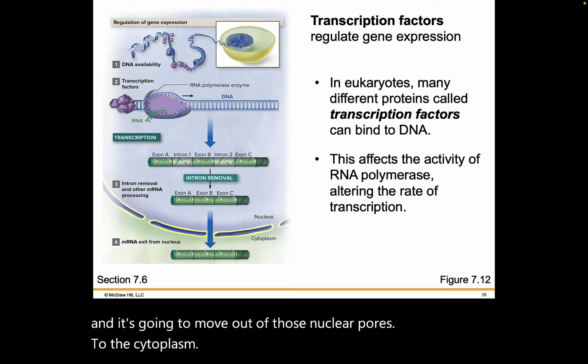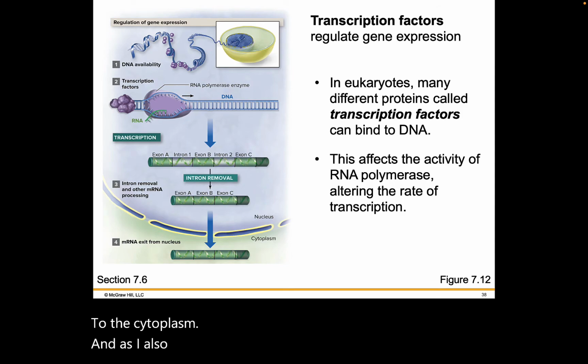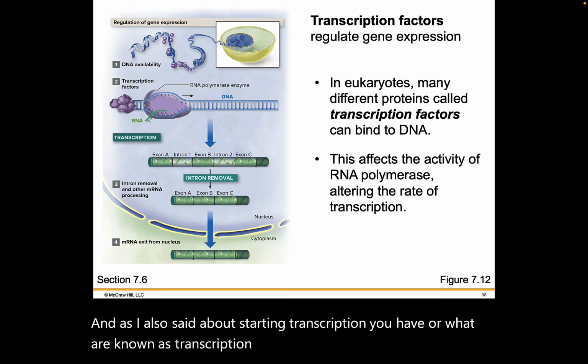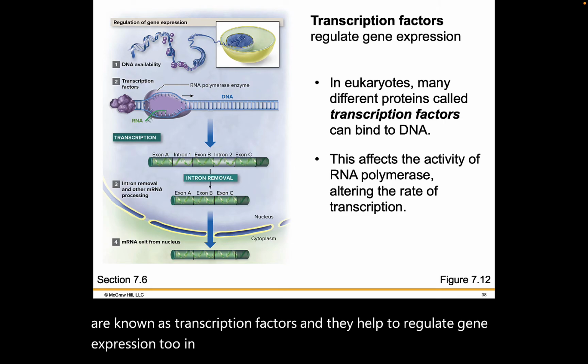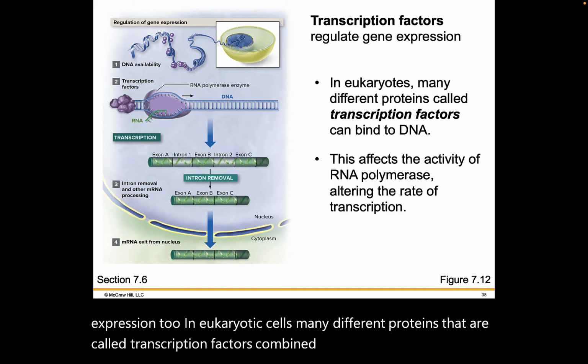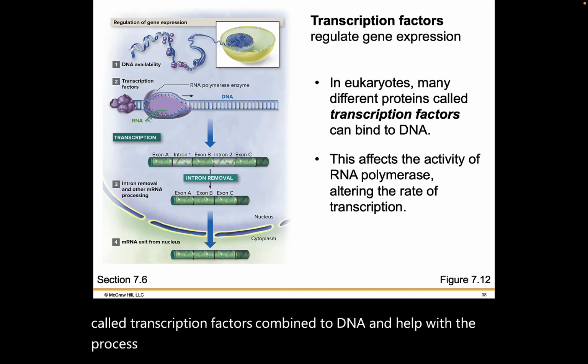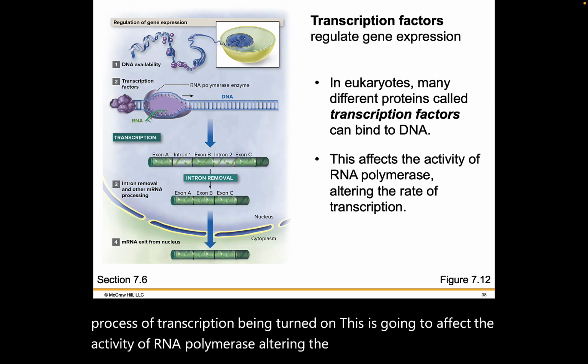And as I also said about starting transcription, you have what are known as transcription factors, and they help to regulate gene expression too. In eukaryotic cells, many different proteins called transcription factors bind to DNA and help with the process of transcription being turned on. This is going to affect the activity of RNA polymerase, altering the rate of transcription.